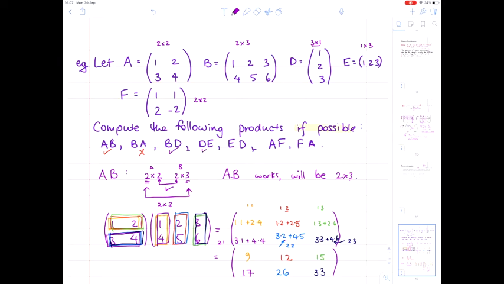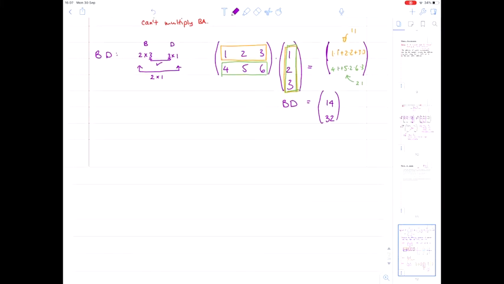How about D times E? So let's have a look. D is a 3 by 1 and E is a 1 by 3. Our inner dimensions agree, so that's fine. And we look at this and we see, oh, we're going to have a 3 by 3 matrix as our solution.